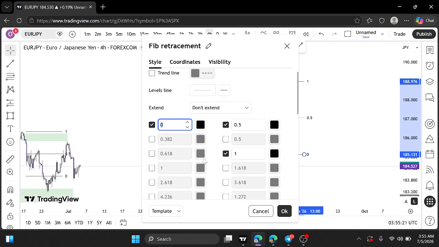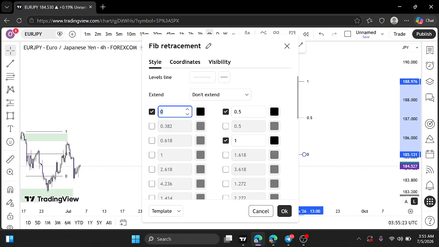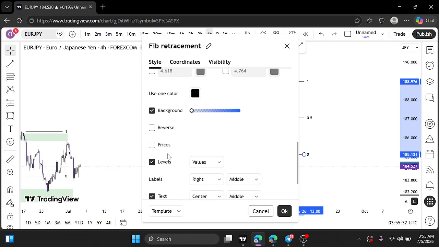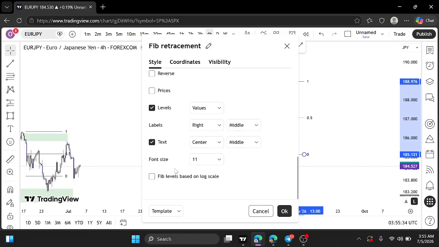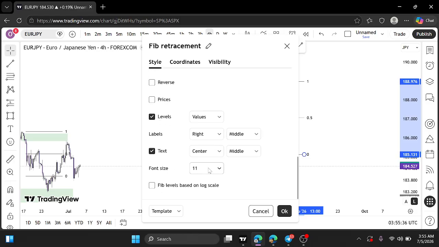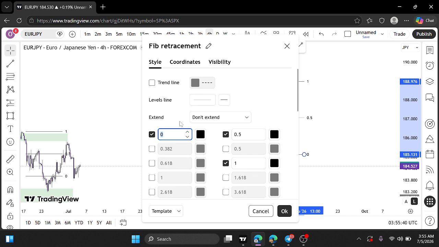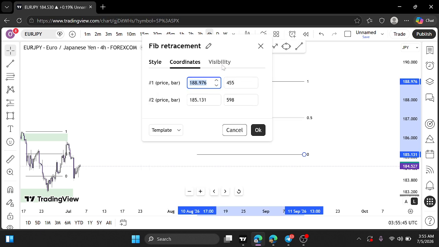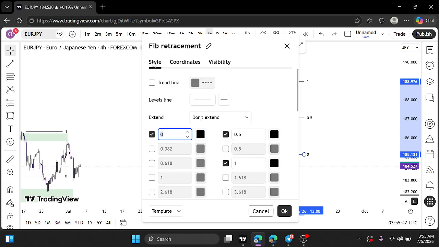This is the setting of my Fibonacci. You can see the first one is on 0. I only have this one ticked, and this one is 1, this one is 0.5. The rest is switched off, and you don't need anything else there. If you have a wrong setting, you can set your own correctly so that it will look exactly like mine. No other settings, just this. The coordinates, nothing to be there. This one, nothing to be there, just like that. You have your good Fibonacci entry set, right?